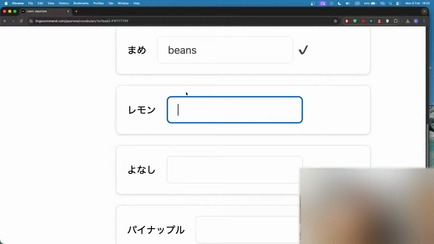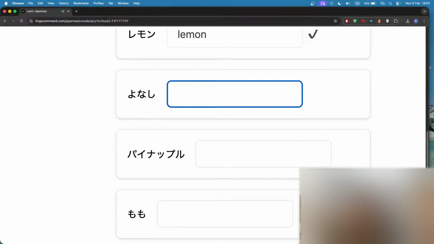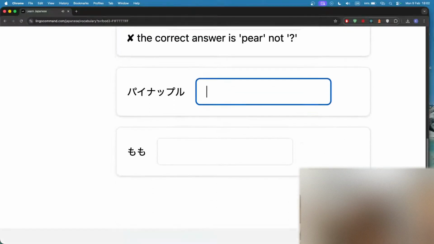In any case, the next word would be lemon. The pronunciation here is a bit hard, right? Because there's an R and an L. It's somewhere in between. But it means lemon. And then the next one here is yonashi. What does that mean? I don't have a clue, so I'm going to get this one wrong. And it means pear.